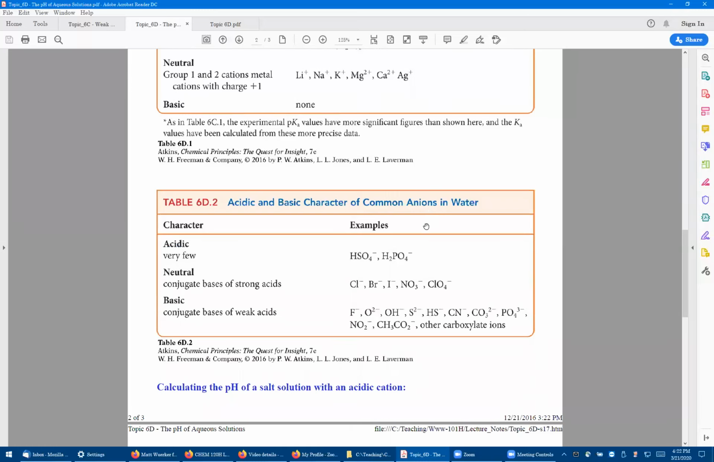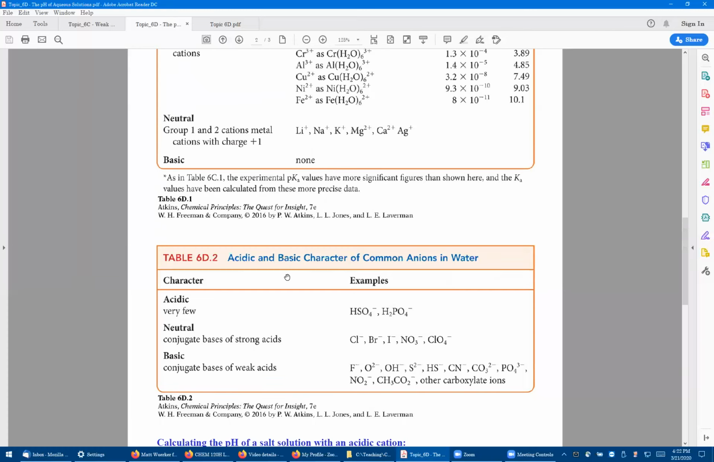Now, the other group are anions. All of these are anions in water, and they also can display acidic and basic character. As an anion, of course, they already have a negative charge. So if we look at ones that are neutral first, again, there's a good reason for this because these are ones that are very commonly encountered. These are conjugate bases of strong acids, very strong acids. Chloride is the conjugate base of hydrochloric acid, hydrobromic acid, hydroiodic acid. Nitrate is the conjugate base of nitric acid. Perchlorate is the conjugate base of perchloric acid. All of these are strong acids. They dissociate completely in water.